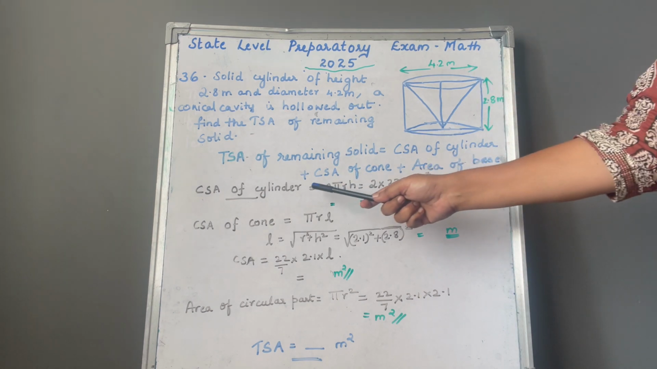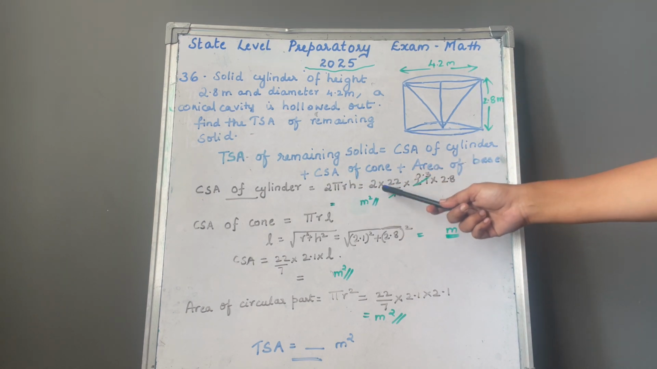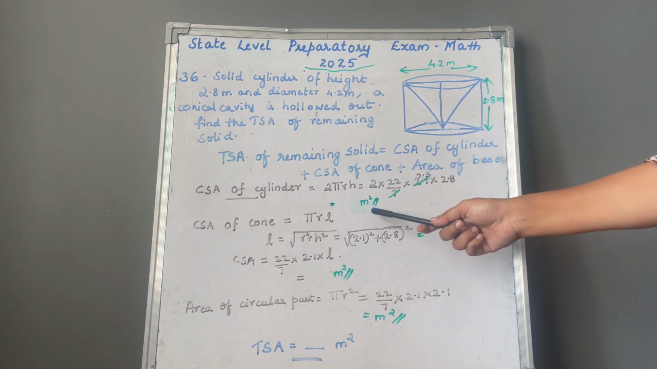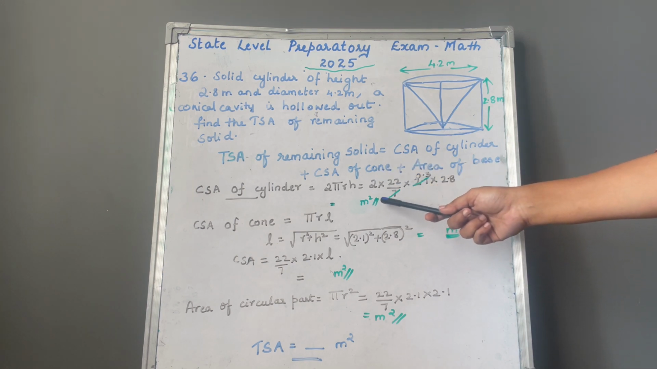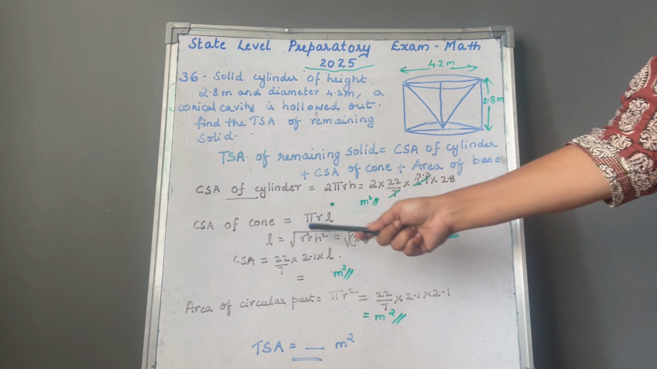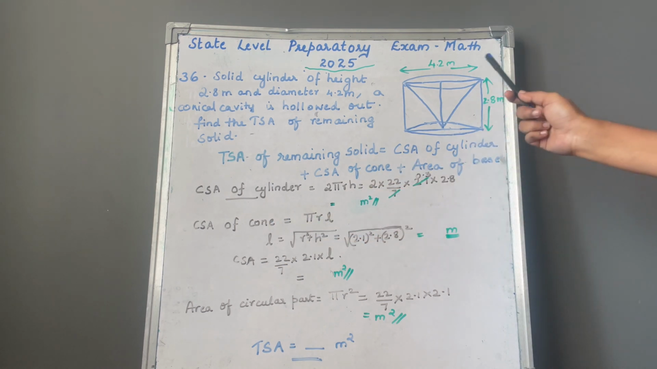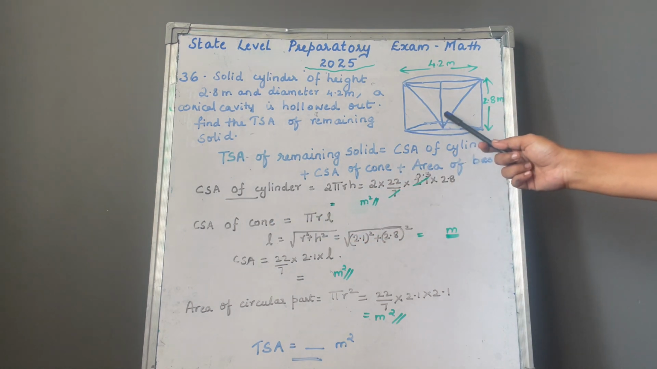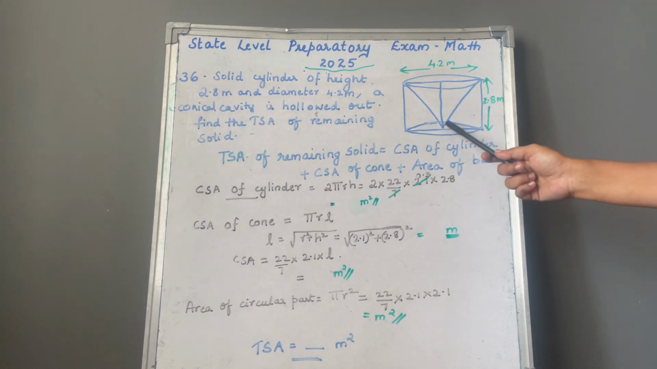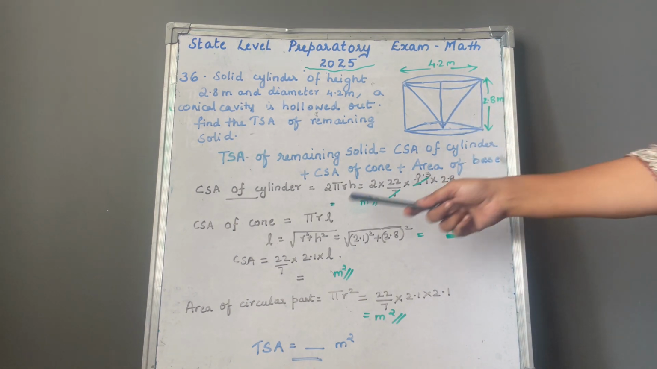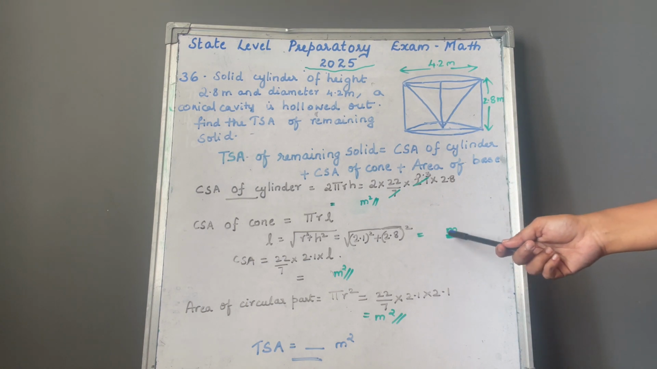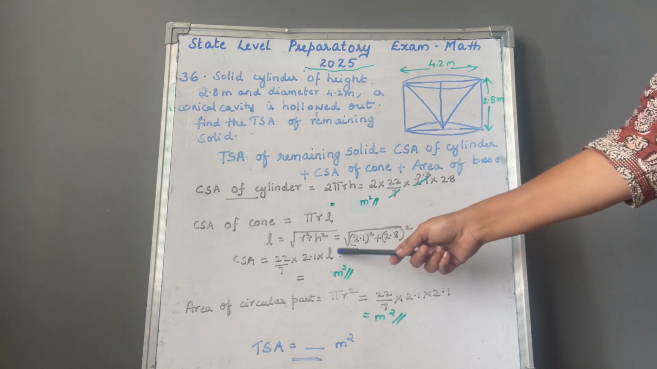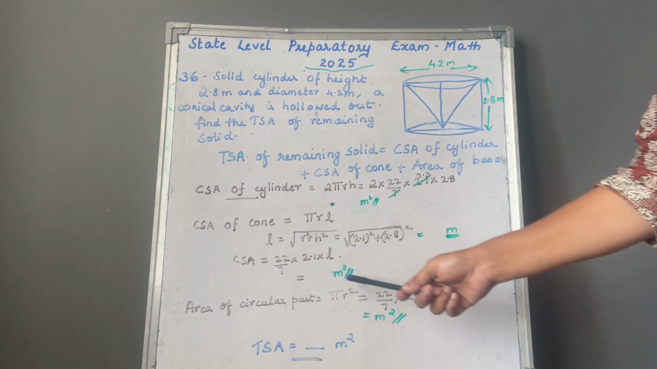So CSA of the cylinder is 2 pi RH. Substituting the values, you will get the value of the CSA of the cylinder in meter square. CSA of the cone is pi RL, where L is the slant height of the cone. To find the slant height of the cone, we have to take this right angle triangle and apply the Pythagoras theorem. We get the slant height. Substituting the slant height, we will get the CSA of the cone.